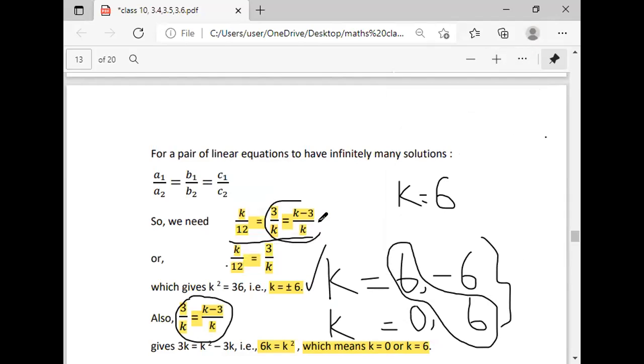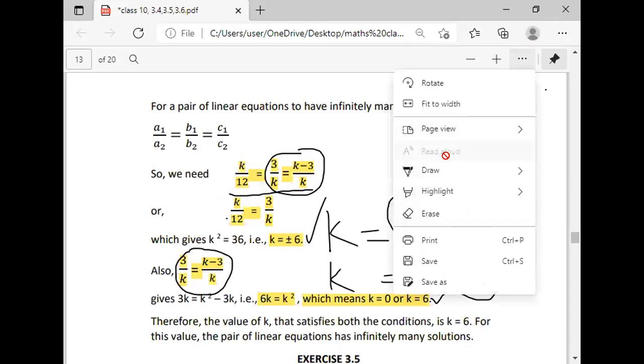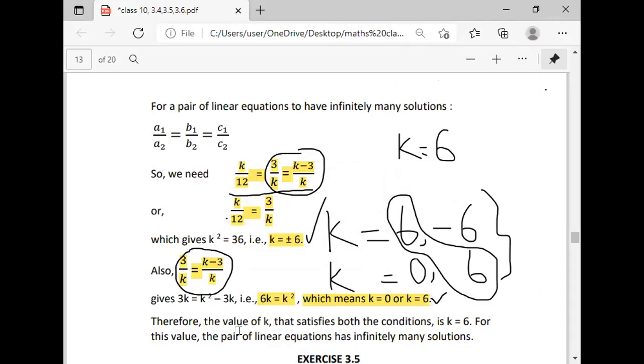That is 3 by k is equal to k minus 3 by k. And again solving that, we will get the values of k as 0 or k is equal to 6. And then we can see that both these k values must satisfy both the conditions. The only number which satisfies both the conditions is the number 6 only. So we can say that for the k value equal to 6, the pair of linear equations has infinitely many solutions.